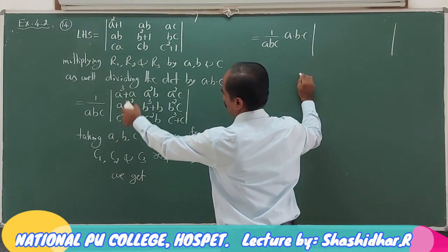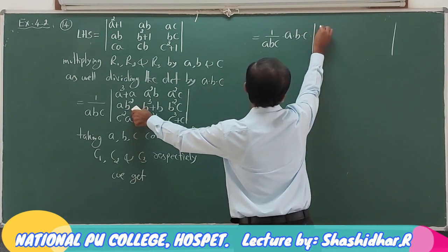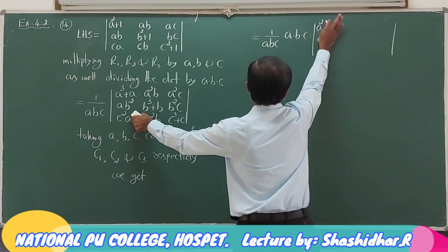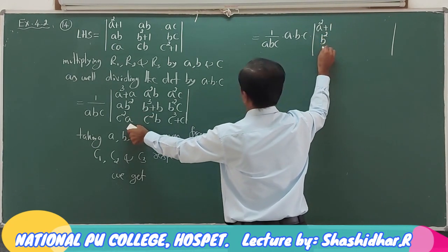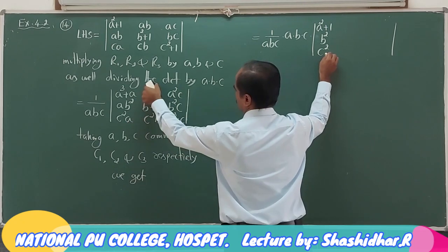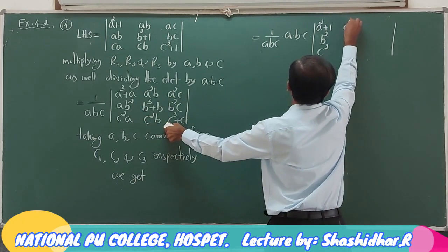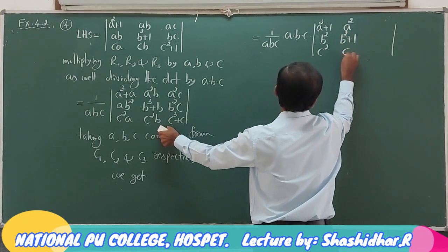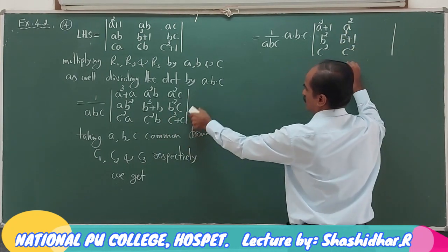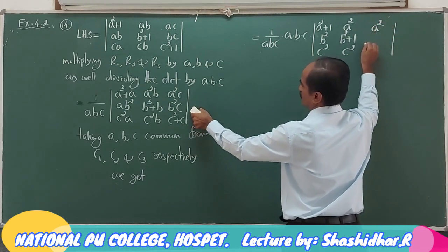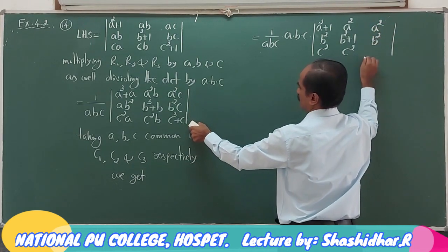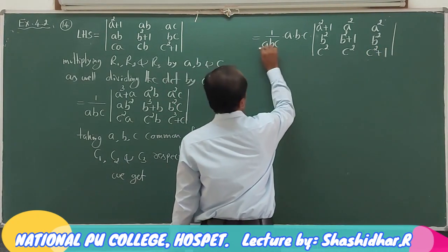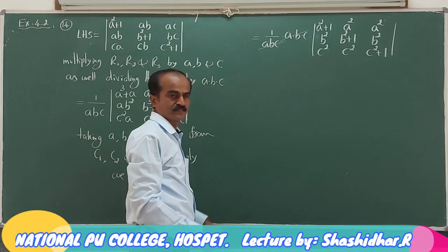From the first column I took a common, left with what? a square plus 1, this is b square, this element becomes c square. From second column b common, a square, b square plus 1, c square. Third column c is taken common, left with a square, b square, c square plus 1. So now abc gets cancelled.